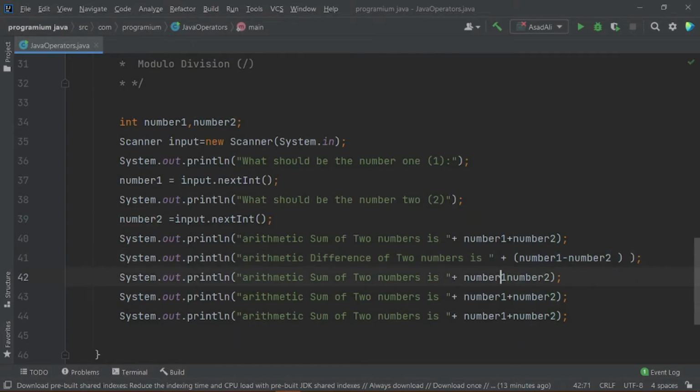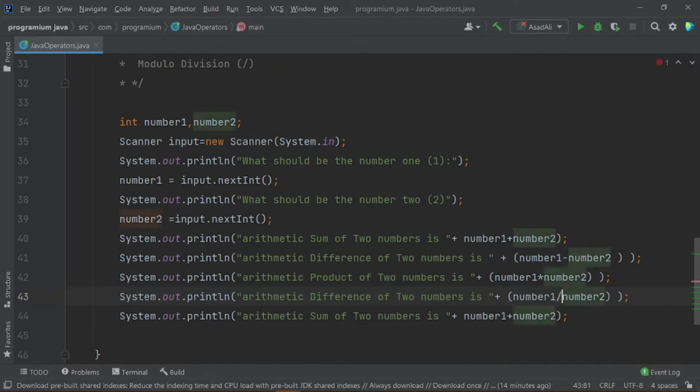Okay, the fourth one should be the product. So again I am putting brackets here and the product sign. Arithmetic product of two numbers is, and arithmetic modulo of two numbers is, let me again put brackets here and again put brackets here. I will be using the percentage sign here. Let me run this with Control Shift F10.